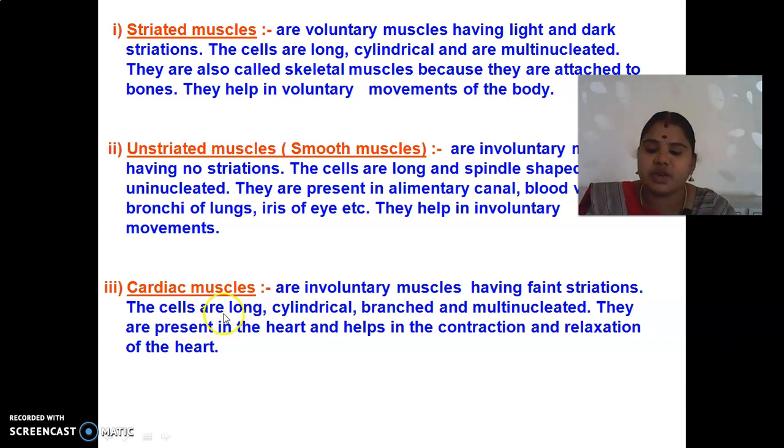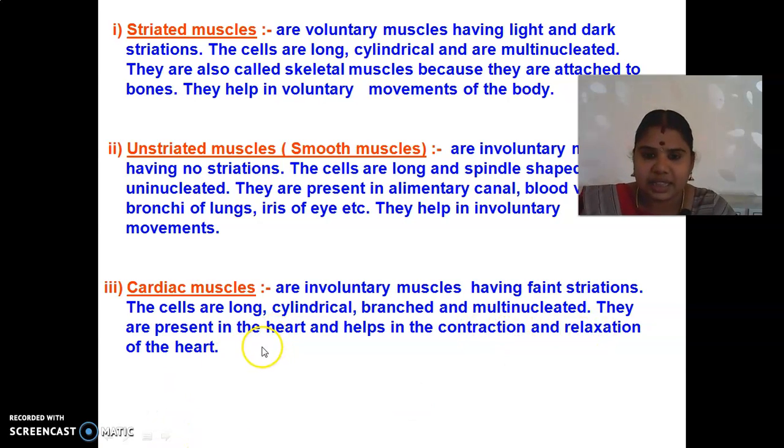So, what is the main function of the cardiac muscles? It's used for contraction and relaxation. That's the main function of the heart. Understand? So, cardiac muscles are involuntary muscles having faint striations. We can't see clear striations. The cells are long, cylindrical, branched and multinucleated. They are present in the heart and help in the contraction and relaxation of the heart.